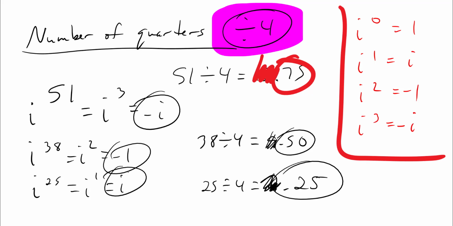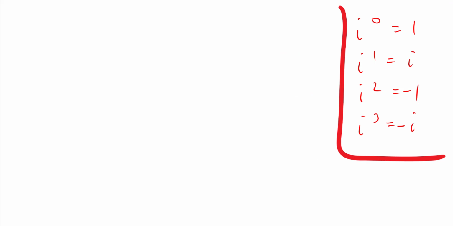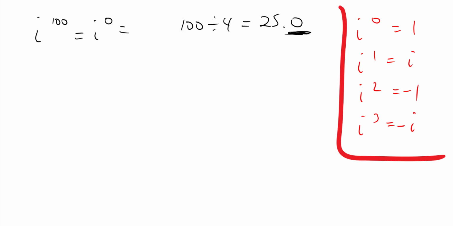So okay, I'm going to erase this part because I want to do a little more practice. So I'm just going to erase this left-hand side here. Okay, so let's just do a couple more. i to the 100th power. Okay, so 100 divided by 4 equals 25.0. So again, no quarters. So it's i to the 0, which is, if you look at the chart, 1.